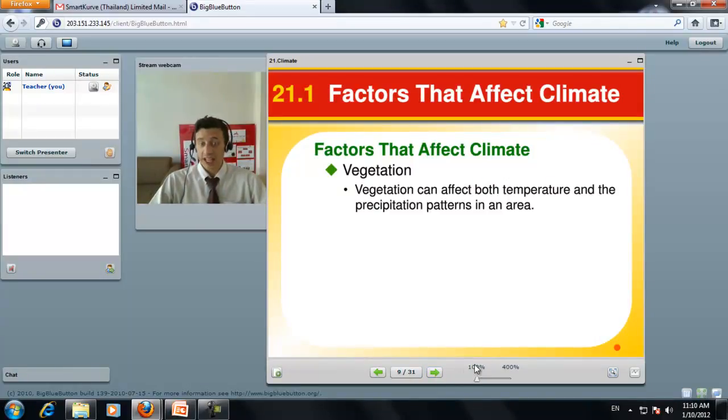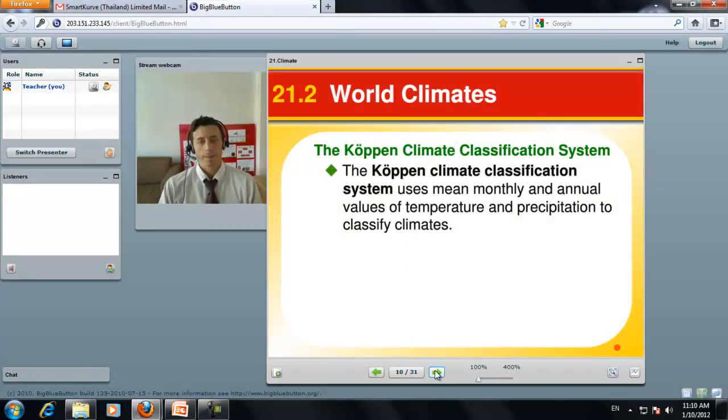Next, vegetation. Vegetation can affect both temperature and precipitation patterns in an area. And we're going to take a closer look at this in the coming slides. So we have many different factors that can affect climate.